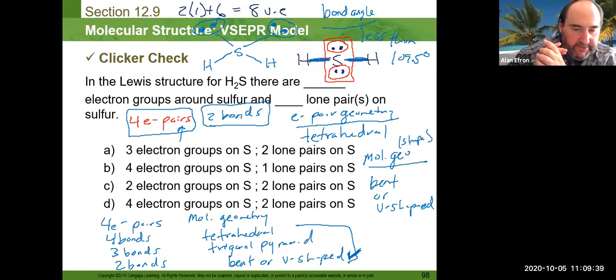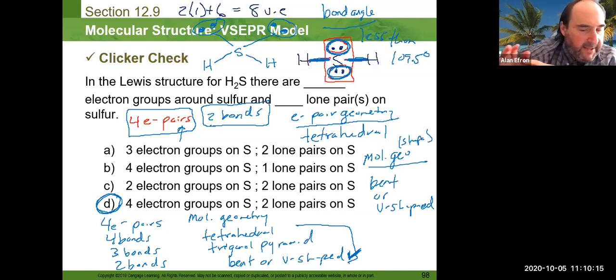I guess we should also answer what the actual question asked, which is, since I didn't read it, let me take a look. With the H2S, there are 4 electron groups. So that's basically 4 pairs or electron groups, however you want to call it, around the sulfur. And in terms of lone pairs, those are our non-bonding electrons. So there are 2 lone pairs. So it looks like D here would be the correct answer. The 2 lone pairs would be these right here, 1 there and 1 there.